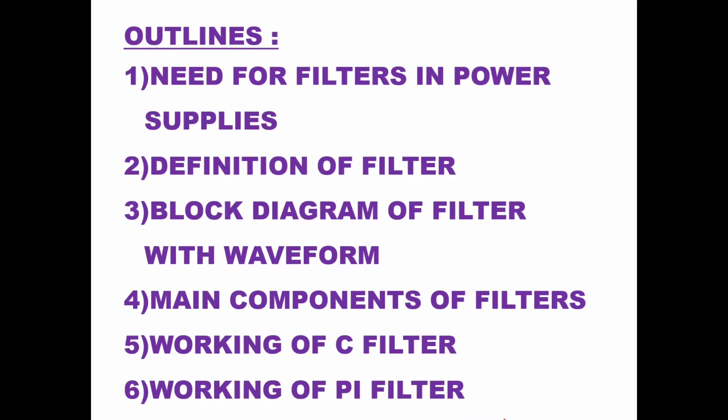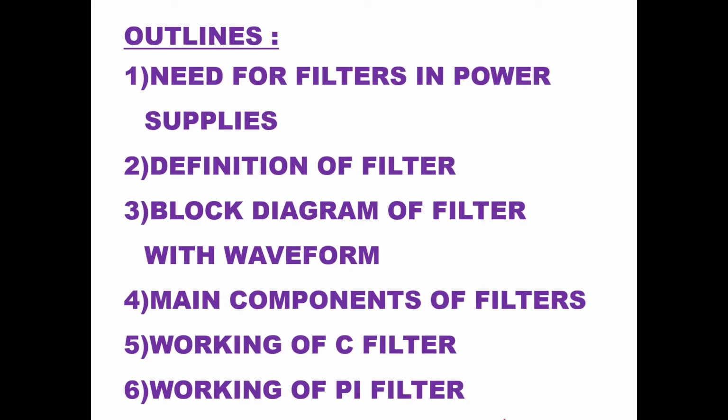Now, the filter that we are going to use in a power supply is different from the filters used in communication, and that difference you should know. In communication, we use a filter which passes a certain frequency band and blocks another frequency band according to the application. So it is a frequency selective network in communication.